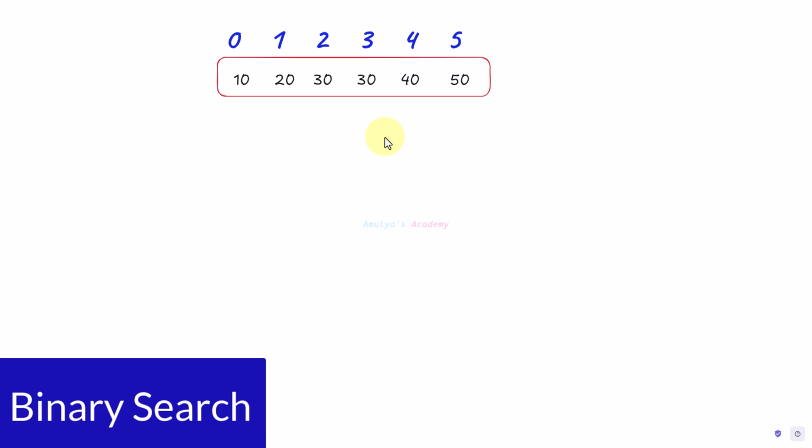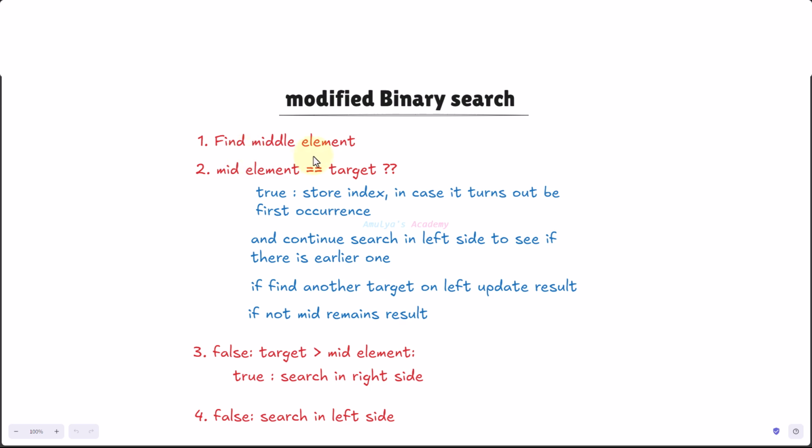So what we need to do is, first we need to find the middle element, then compare the middle element with the target element. If it is equal, then don't return the index like we do in the normal binary search. Here we need to store that index in case it turns out to be the first occurrence of that target element. And we need to continue the search in the left side to see if there is an earlier one. If we find another target on the left, update the result. If not, mid remains the result.